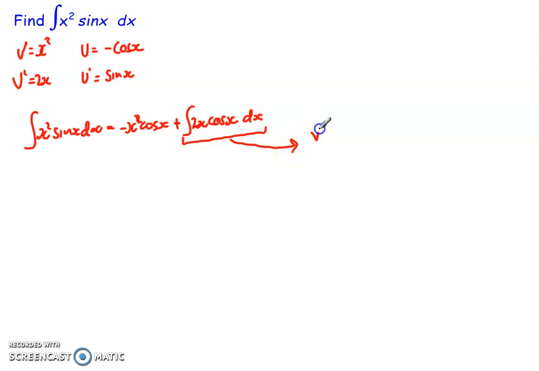In this one, if I choose v equal to 2x, my v dashed is equal to 2. So I'm going to eliminate it on this second cycle. So I'm going to do it again to this part to eliminate the first bit of the function and make it easier to do. I'm going to choose u dashed equal to cos x. What that then means is that u is equal to sine x. And I can then just plug it together.